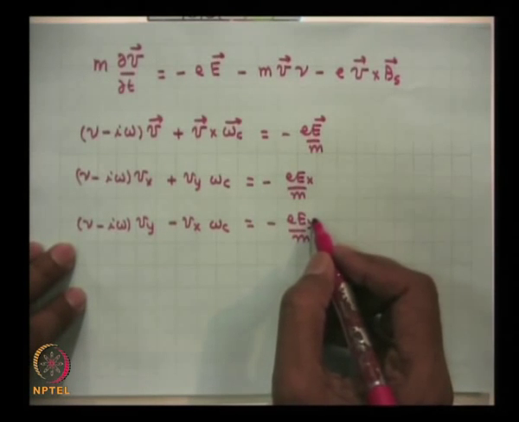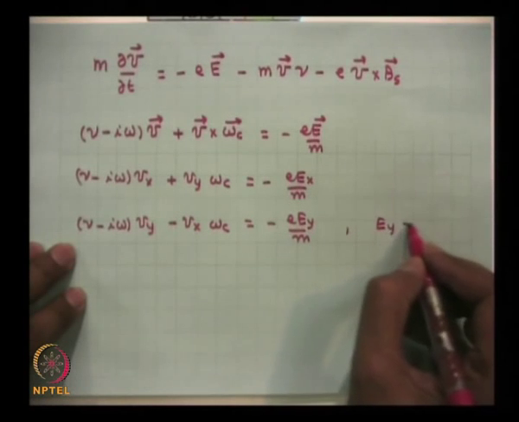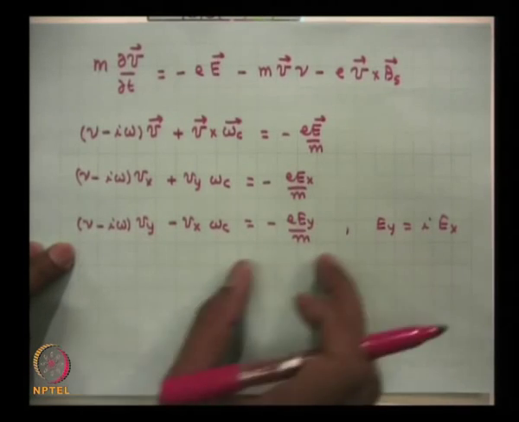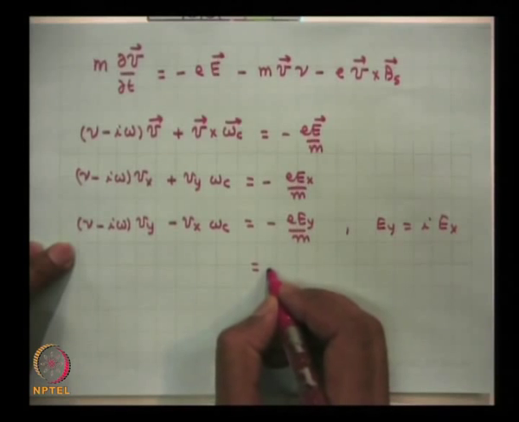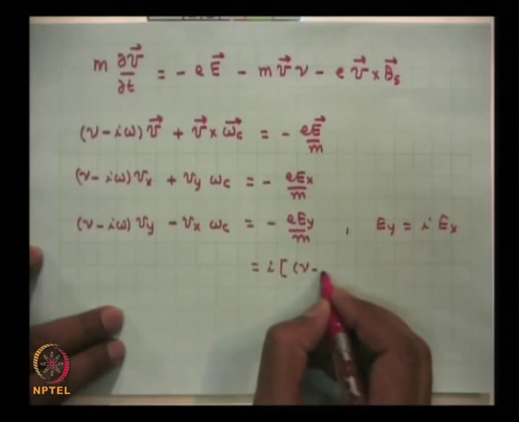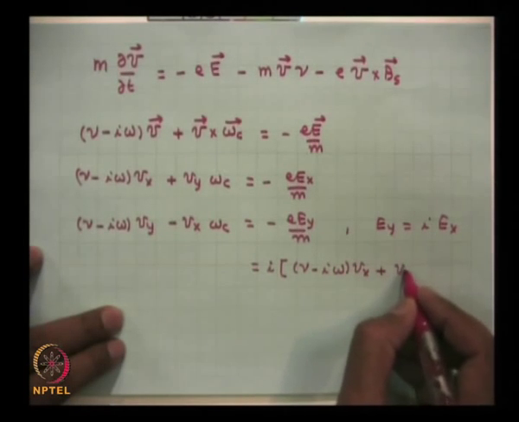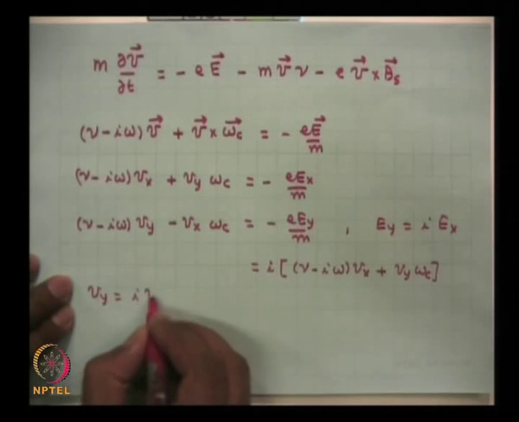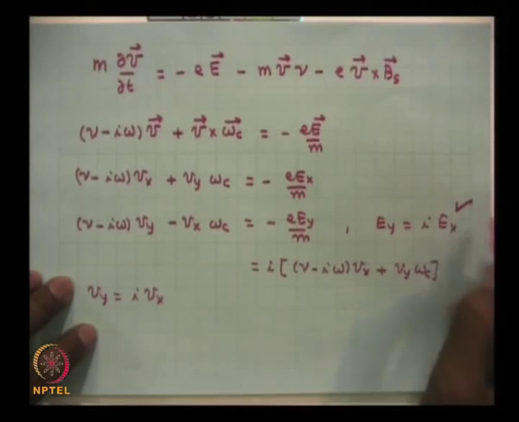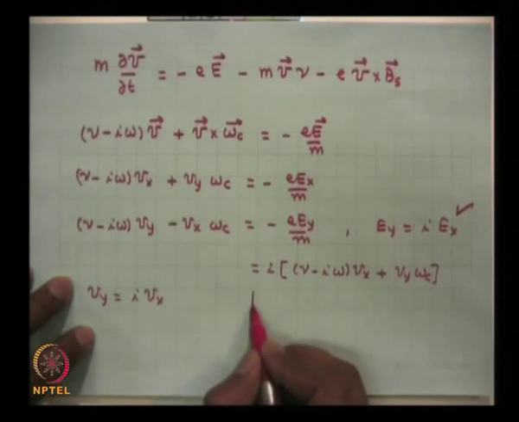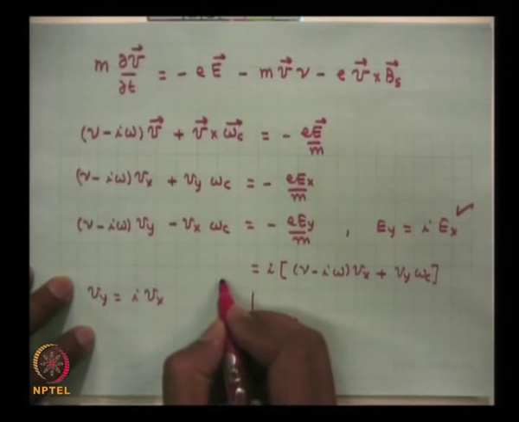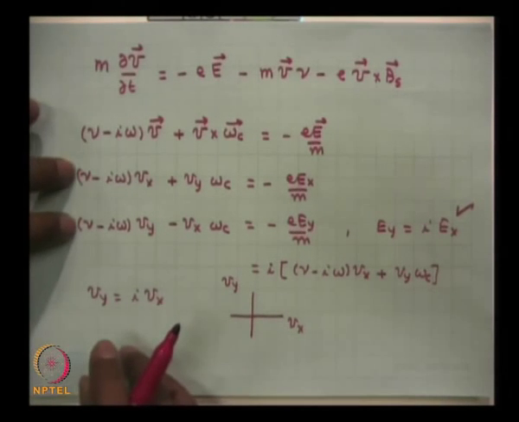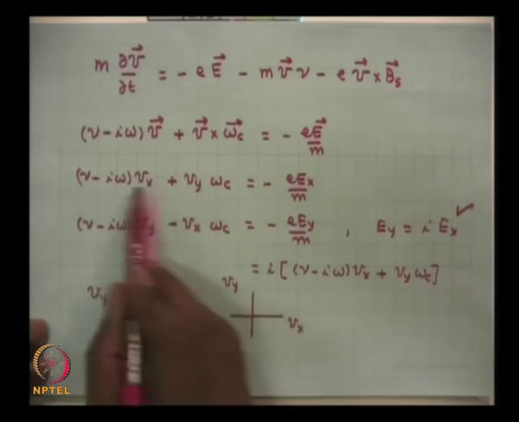But for a RCP wave, E y is equal to I times E x, I am writing. So, if I multiply, this should be equal to I times this quantity, which is nu minus I omega into v x plus v y into omega c. If you simplify this equation, you will find v y is equal to I times v x, which is similar to this equation E y is equal to I E x. Means in the velocity space, if I plot v x here and v y there, I will plot this in a minute, but you can solve these equations also, because v y is equal to I v x, put this in here and you can obtain v x.